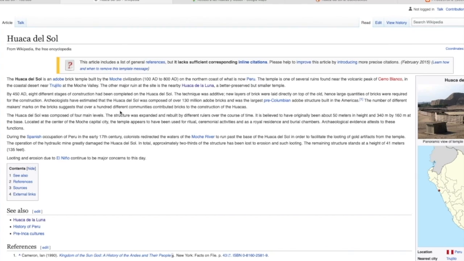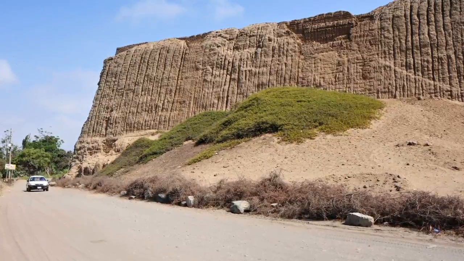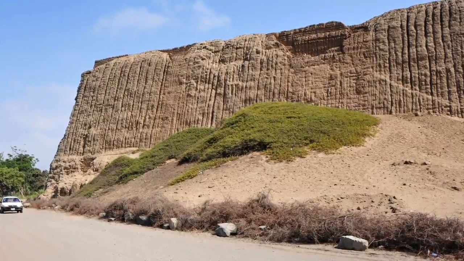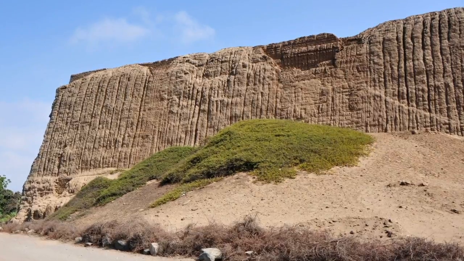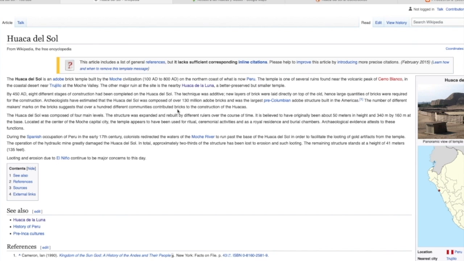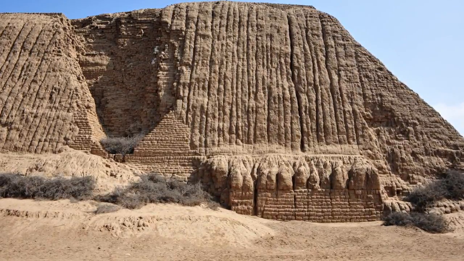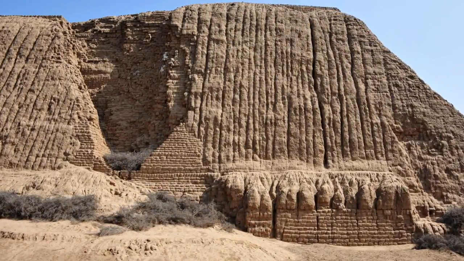The number of different marks on the bricks suggests that over 100 different communities contributed bricks to the construction of the Huacas. If you remember, they were telling us that they were disorganized. Many of the scholars contend that the Moche were not politically organized. And yet here, in the same breath, they're telling us that over 100 different communities contributed bricks. So they have to tell us this. They have to explain how a primitive people could acquire 130 million bricks. So archaeologists agree that there is 130 million bricks.